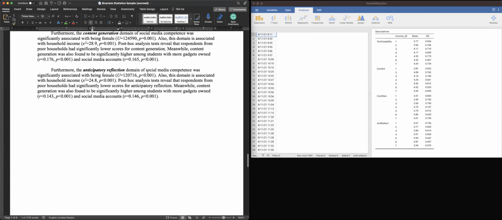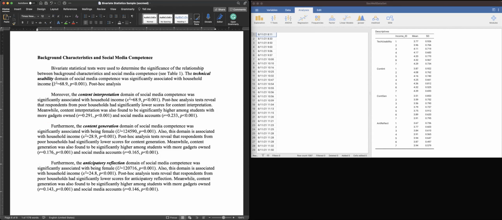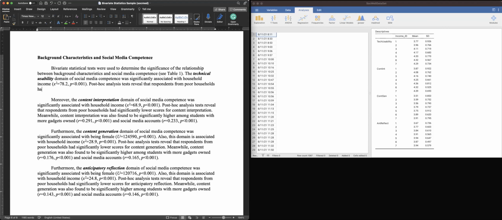So in this case, it's 7.82. You may notice that the way I wrote X squared, p, r here, they're all italicized. The label or the letter used to identify the value of a statistic has to be italicized. So 7.82. And then post hoc analysis based on the patterns that we see. Tests reveal that respondents from poor households had significantly lower scores for technical usability.